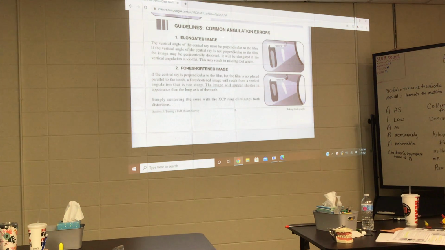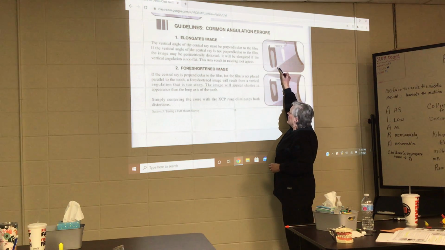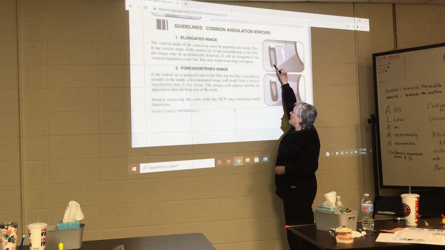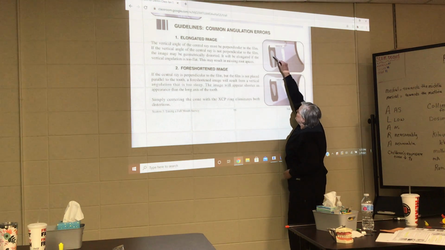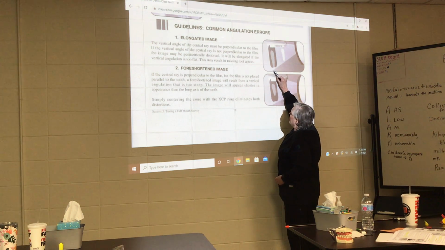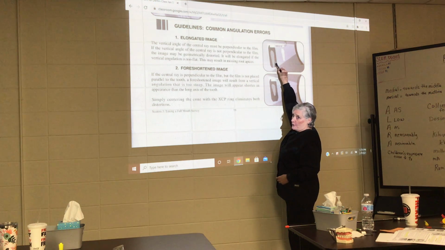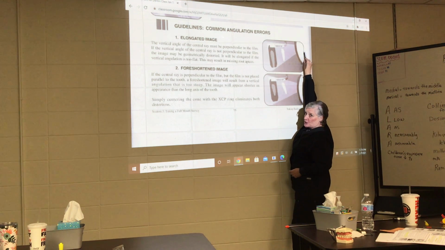If the vertical angle of the central ray is not perpendicular to the film, the image may be geometrically distorted. It will be elongated if the angulation is too flat and may result in missing the root apices. This placement on this film can be correct, but because the angulation of the beam is too flat, it's going to cause this to stretch so that you're going to miss the apex. It's not a film placement error, it's an angulation of the tube head.